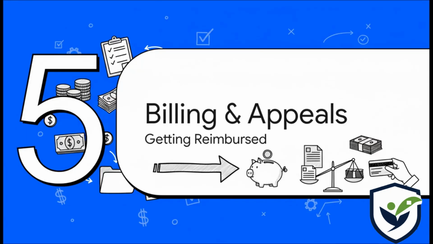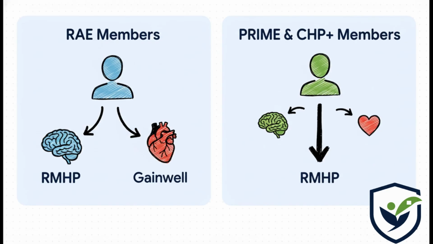So, you've delivered the care, your patient is doing better. Now for the final piece of the puzzle, making sure you get reimbursed for your work. Okay, pay close attention here, because this is a spot where people can easily get tripped up. Where you send the claim actually depends on the member's plan. For most RAE members, you send your behavioral health claims to us at RMHP, but their physical health claims go somewhere else, to a group called Gainwell. Now for Prime and CHP Plus members, it's way simpler. Everything, physical and behavioral, comes right to RMHP.